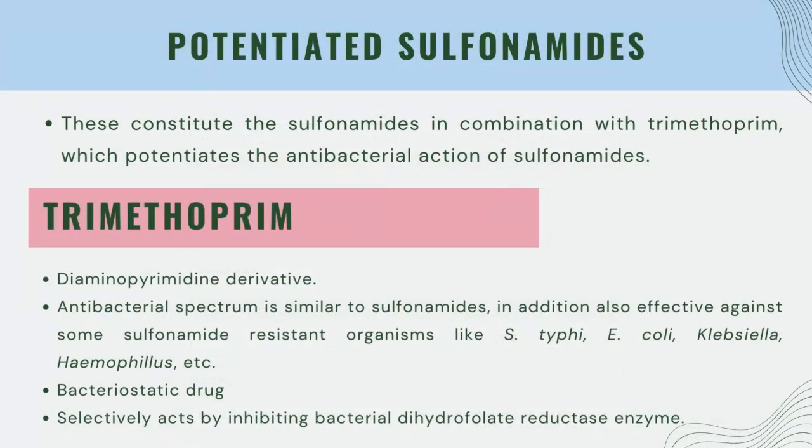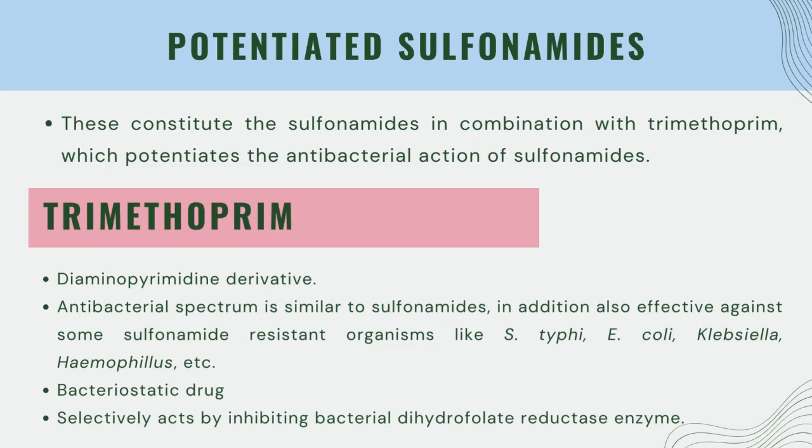Potentiated sulfonamides. These constitute the sulfonamides in combination with trimethoprim, which potentiates the antibacterial action of sulfonamides. Trimethoprim is a diaminopyrimidine derivative. Its antibacterial spectrum is similar to sulfonamides. In addition, it is also effective against some sulfonamide-resistant organisms like S. typhi, E. coli, Klebsiella, and Haemophilus.